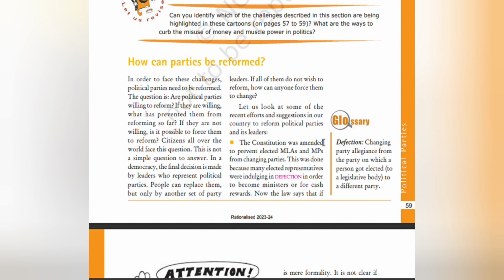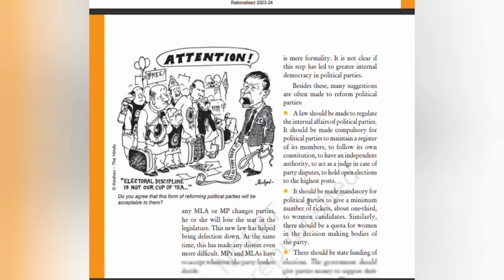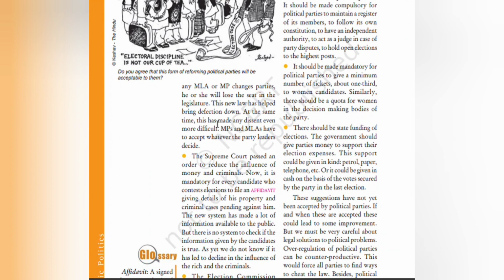leaders. The constitution was amended to prevent elected MLAs and MPs from changing parties. This was done because many elected representatives were indulging in defections in order to become ministers or for cash rewards. Now the law says that if any MLA or MP changes parties, he or she will lose the seat in the legislature.